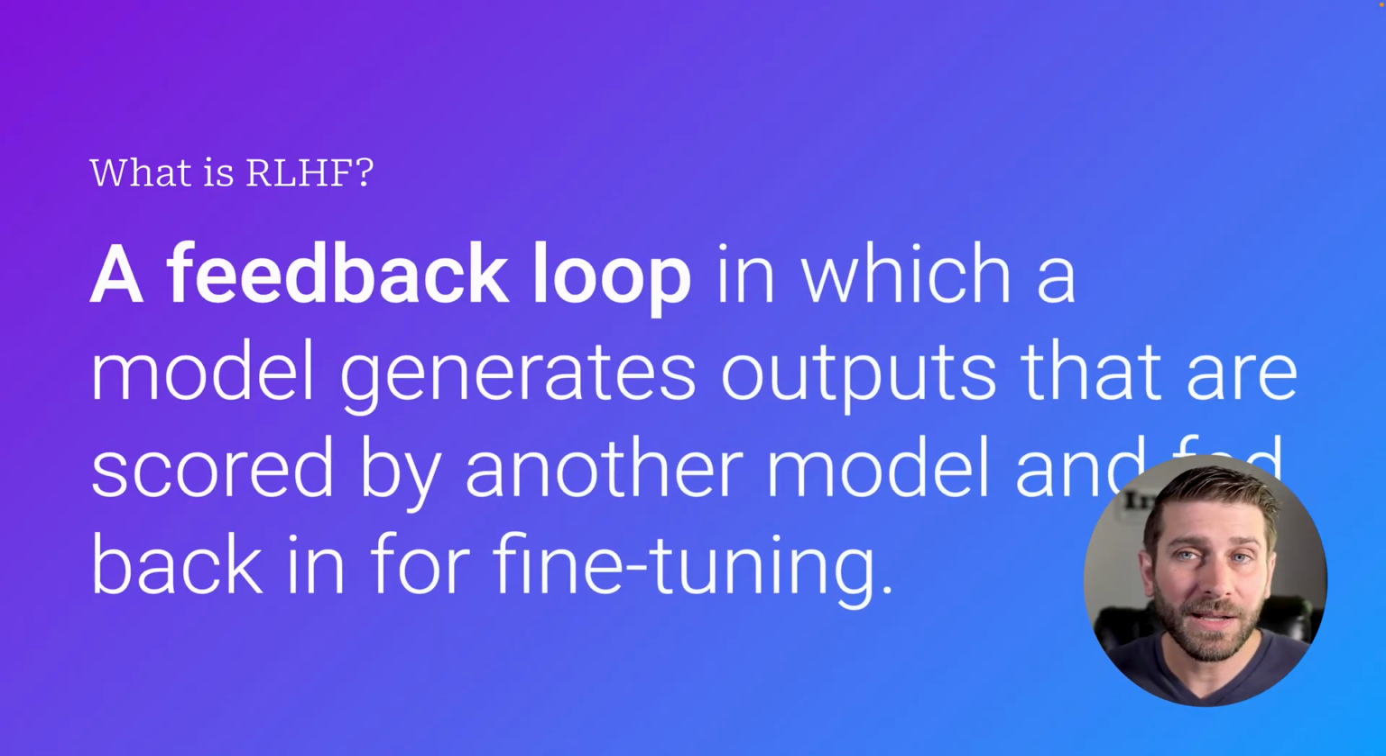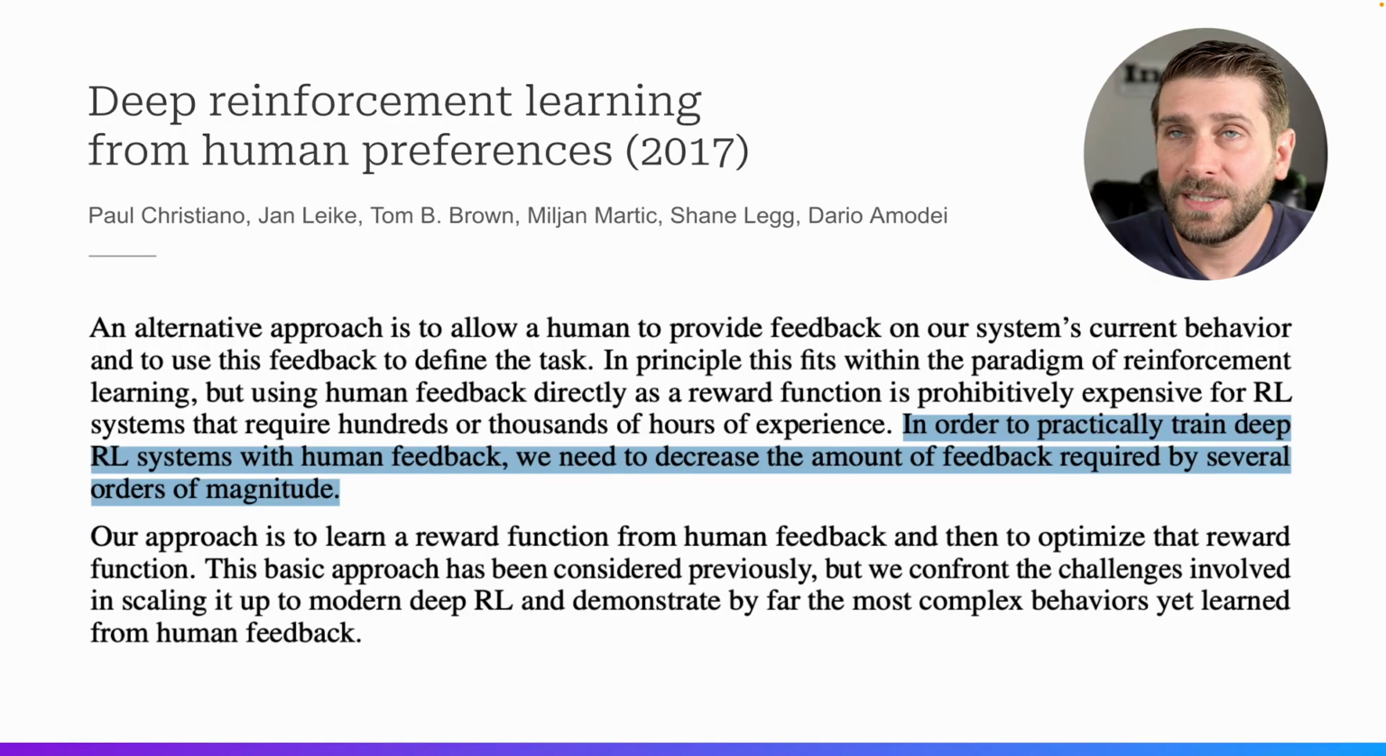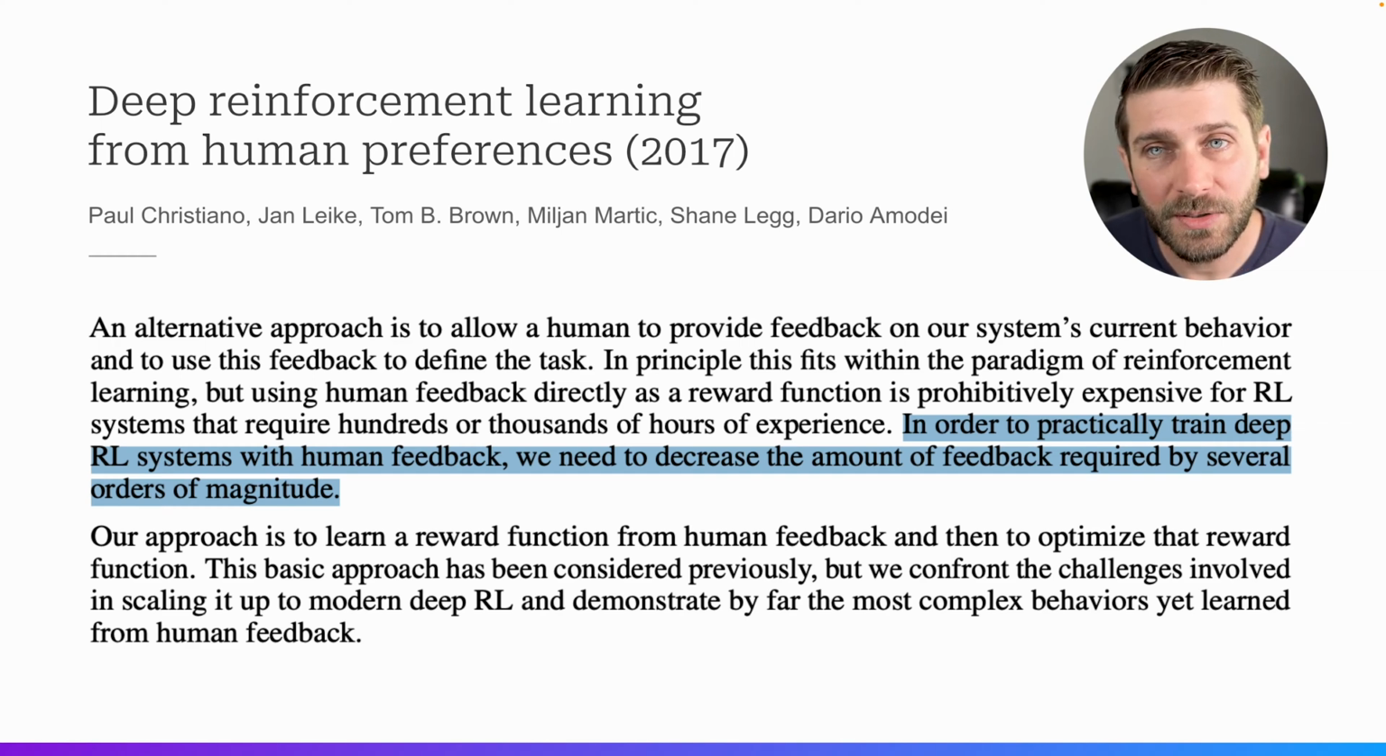Now that brings us to RLHF, the HF being human feedback. And this is very specific. So it's a feedback loop in which a model generates outputs that are scored by another model and fed back in for fine-tuning. This was actually motivated because researchers wanted to be able to do more with less data. So they said, let's automate this reward calculation so that we don't need as much human feedback to train the model. So in this paper from 2017, Deep Reinforcement Learning from Human Preferences, they say in order to practically train deep RL systems with human feedback, we need to decrease the amount of feedback required by several orders of magnitude. What they do is they sample human feedback, train a model that can hopefully generalize that human feedback to be able to provide it in place of humans to a model that's learning in this dynamic environment.